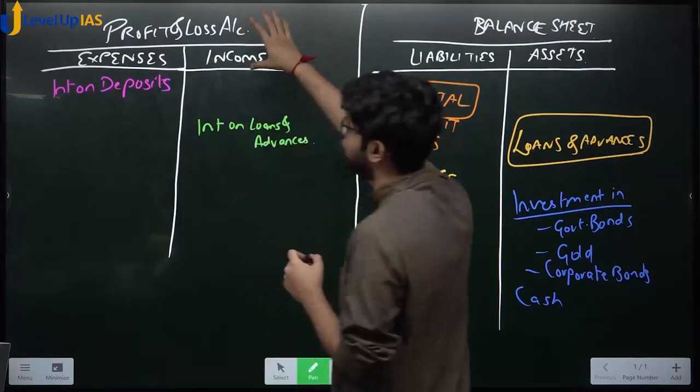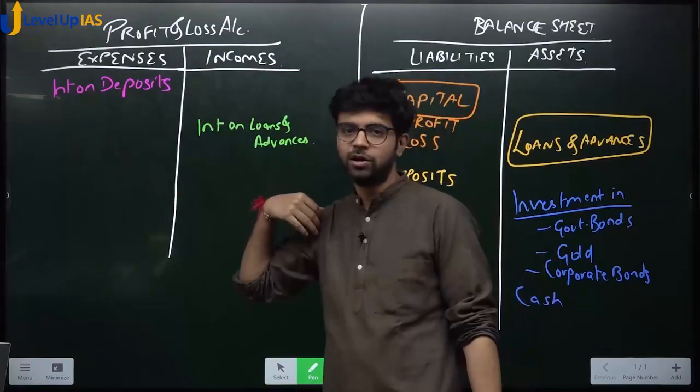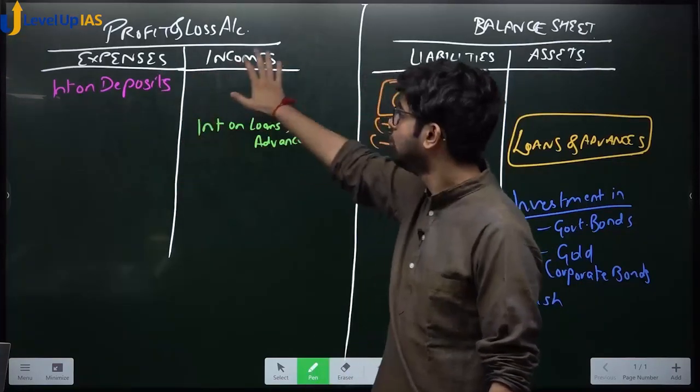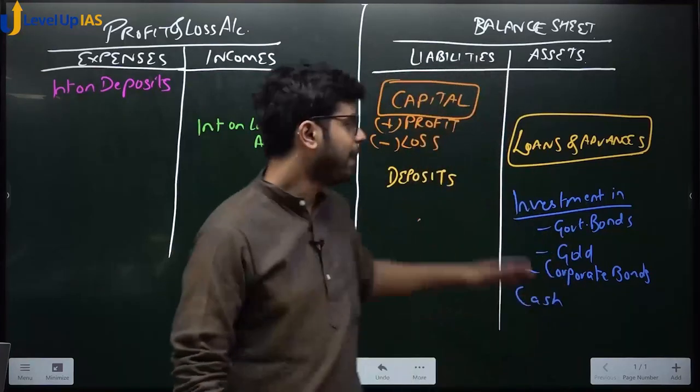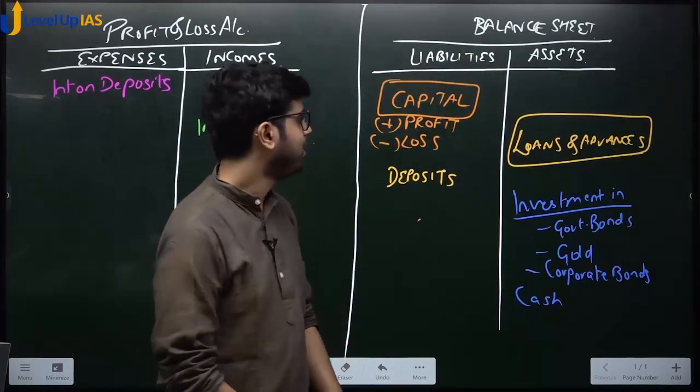In profit and loss account, we record on one side all our expenses. We are a bank. We are a commercial bank, not RBI. We write all our expenses here. We write all our incomes here. We write all our capital, liabilities here. We write all our assets here. So let us start one by one.